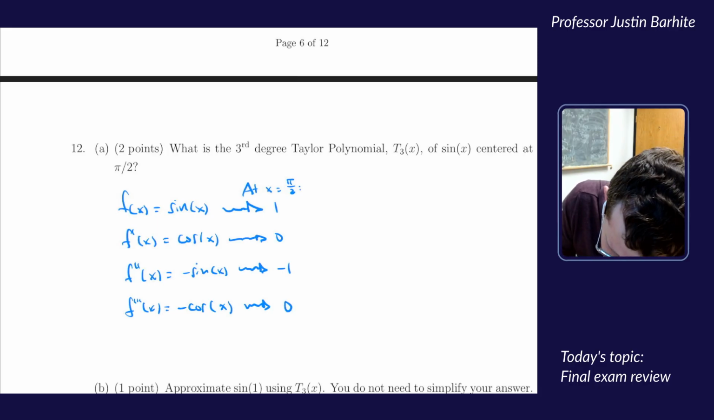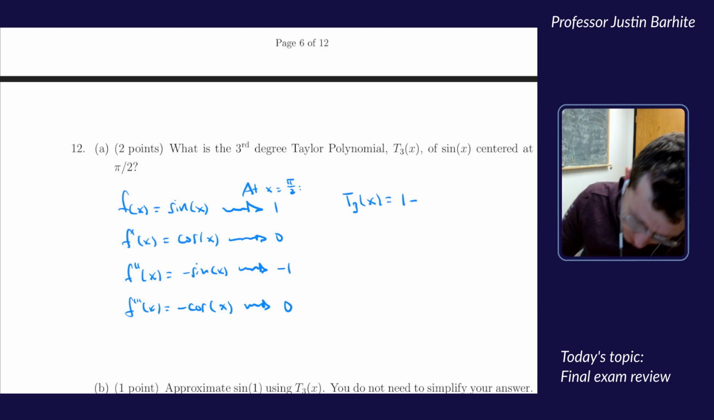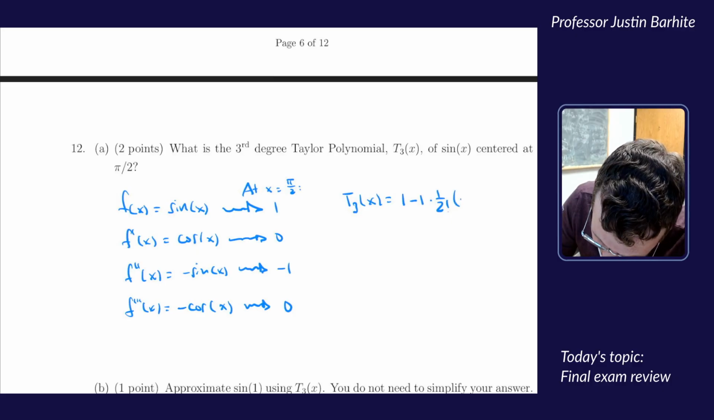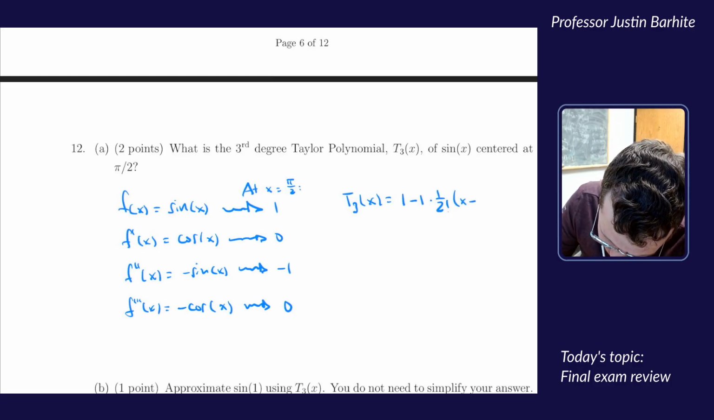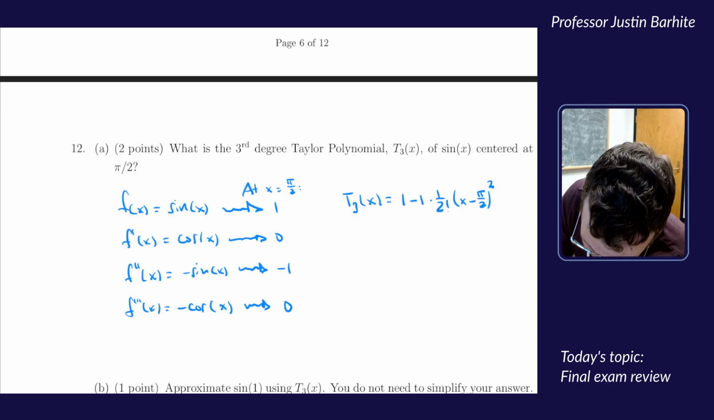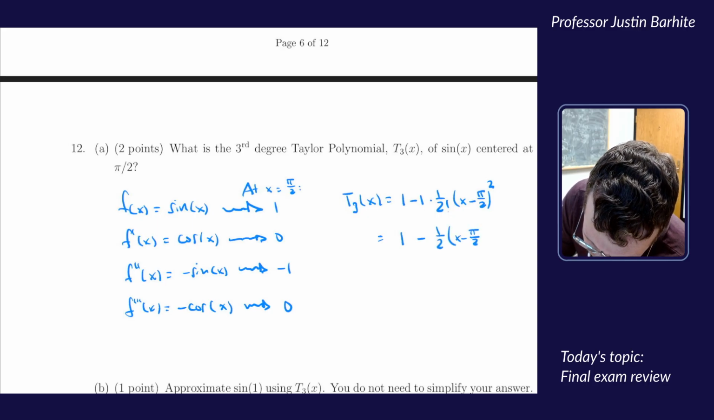So the third degree Taylor polynomial for sine x is 1. Then there's no x term. And then there's a minus 1 times 1 over 2 factorial times x minus pi over 2 squared. And then there's no degree 3 term because that coefficient would be 0. So it's just 1 minus 1/2 x minus pi over 2 squared.